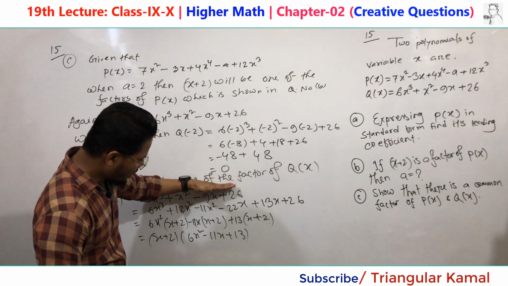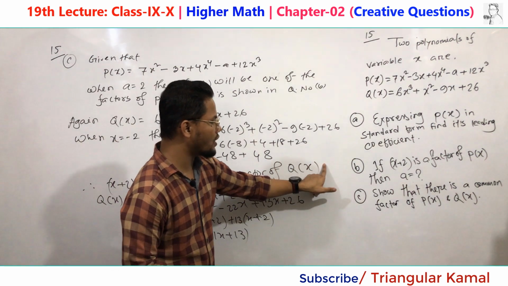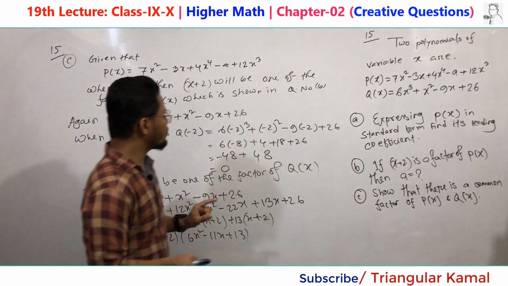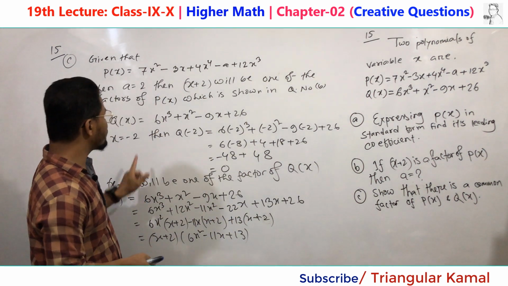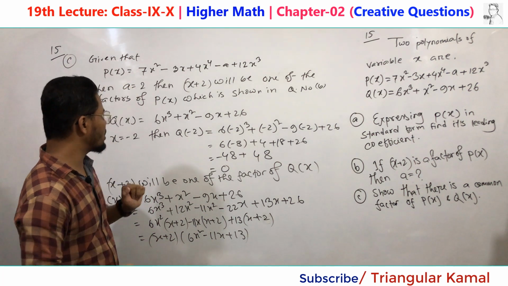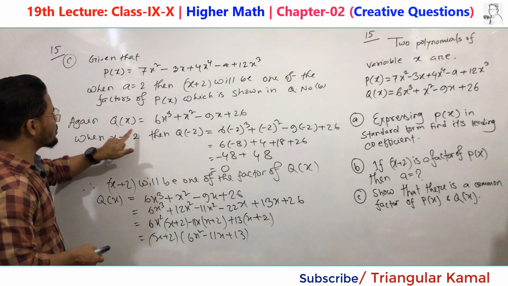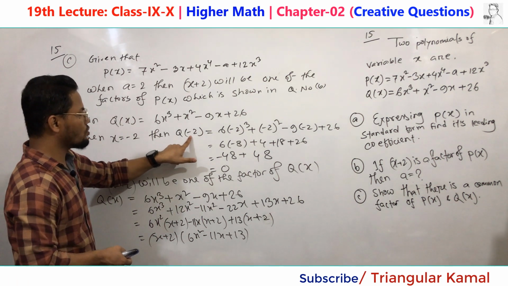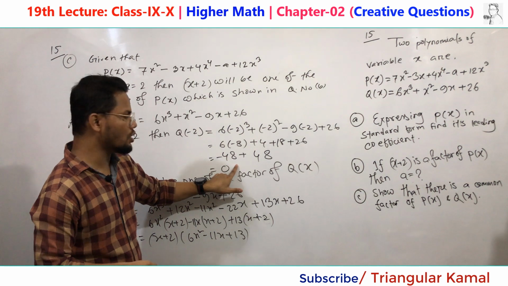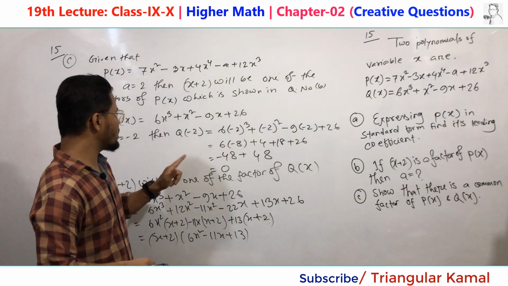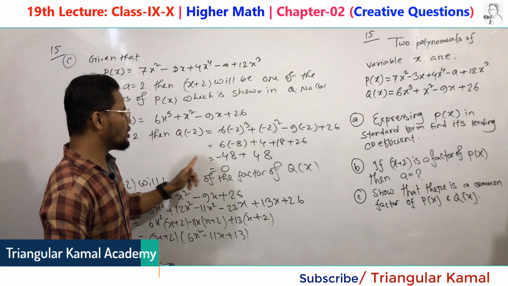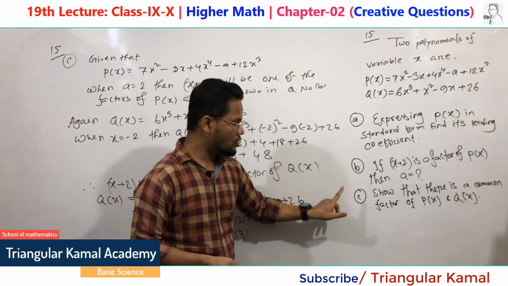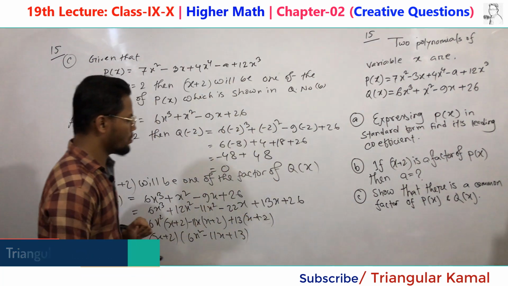But without doing the last 4 lines, if you just write the final answer here and close the question, there will be a right answer, because already we have shown x plus 2 is a factor of p of x in question number B, and when x plus 2 is a factor, then x equals minus 2, and we applied here x equals minus 2, then the functional value is 0. So by the remainder theorem, we can take the decision that x plus 2 is also a factor of q of x. That is, x plus 2 is a common factor of both p of x and q of x.